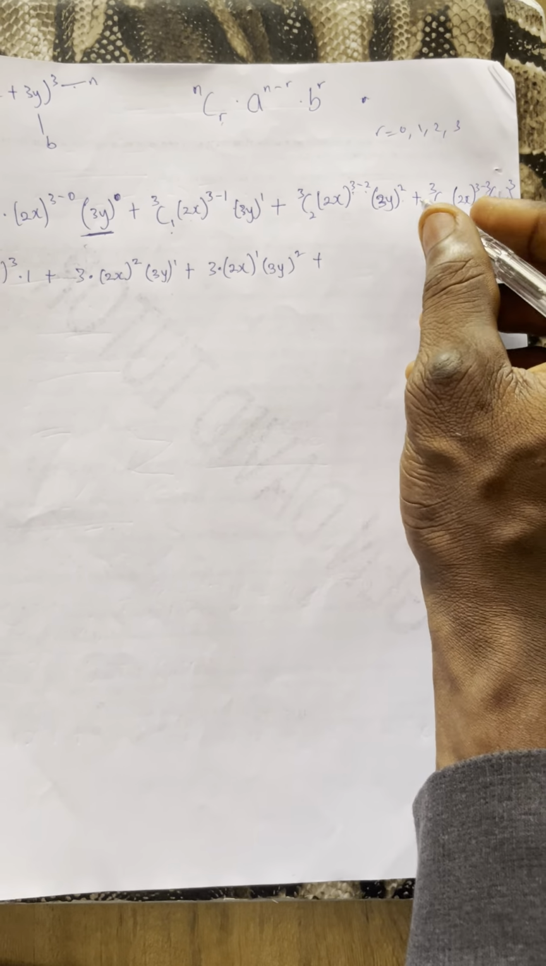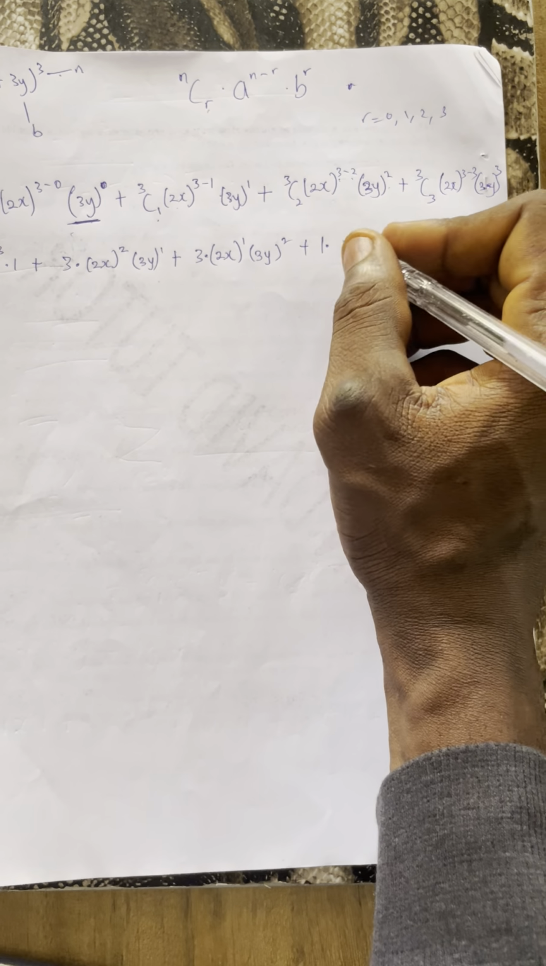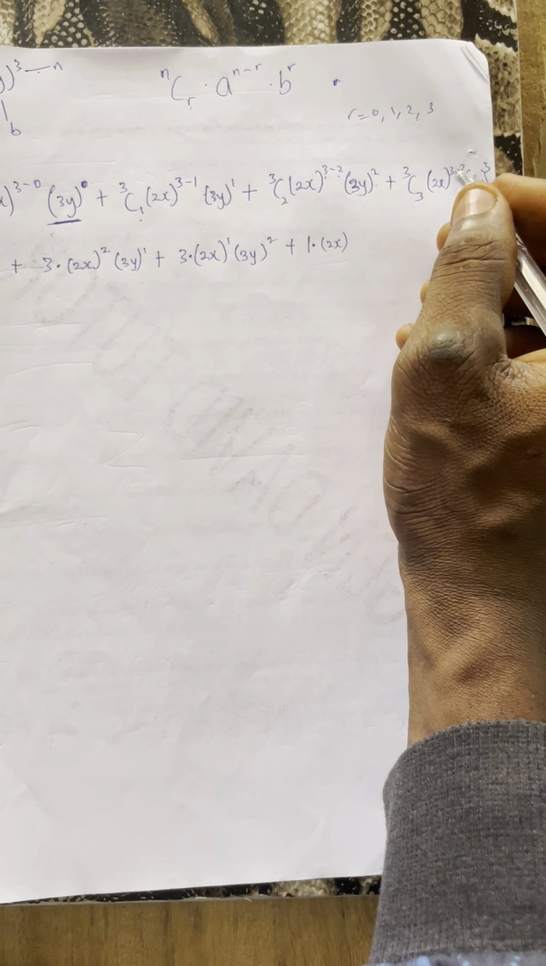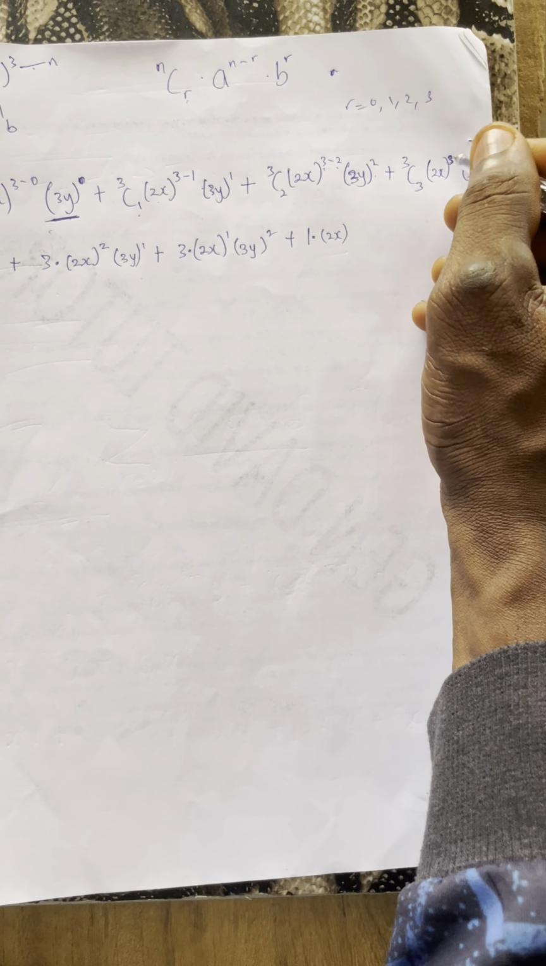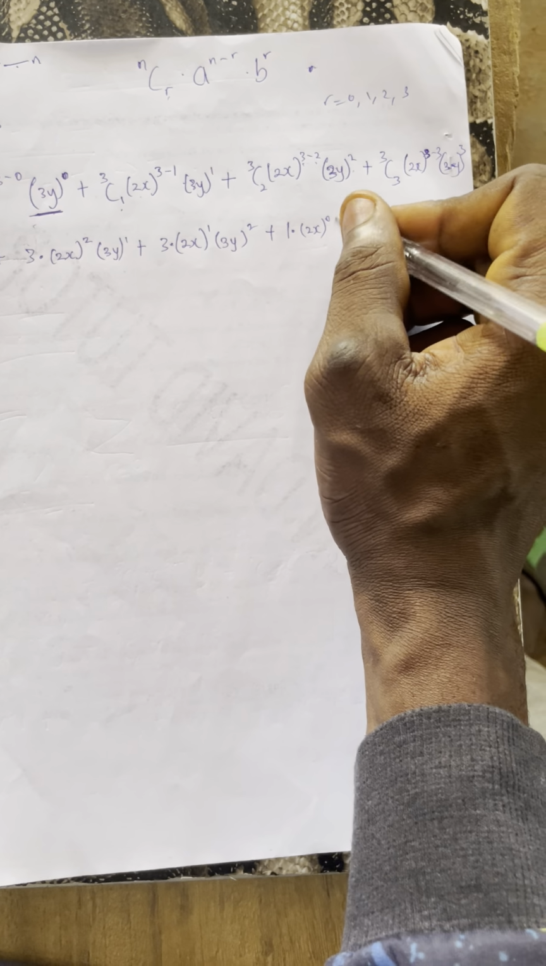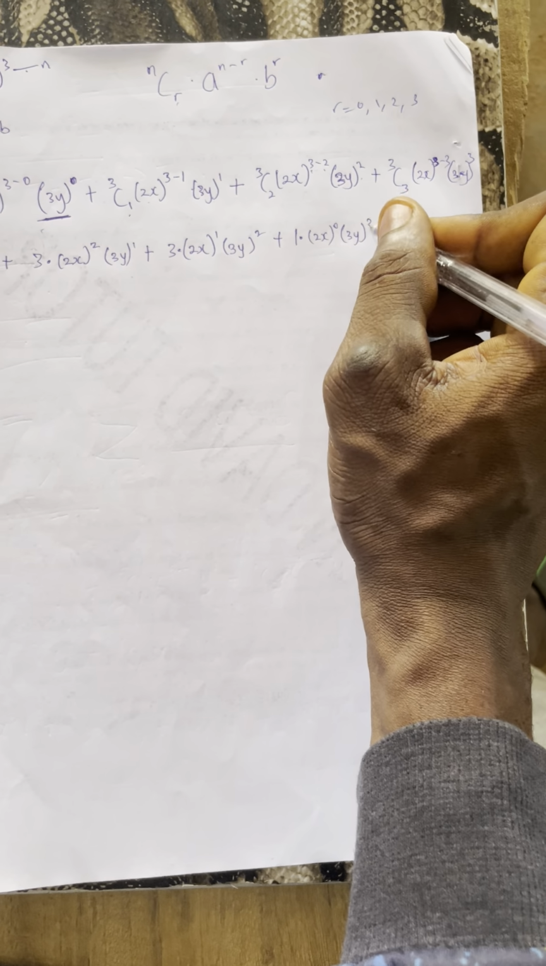Then plus this one, 3 combination 3 will be equal to 1. Then 2x raised to power 3 minus 3, that equals 0. So 3 minus 3 is 0. Then you multiply by 3y raised to power 3.